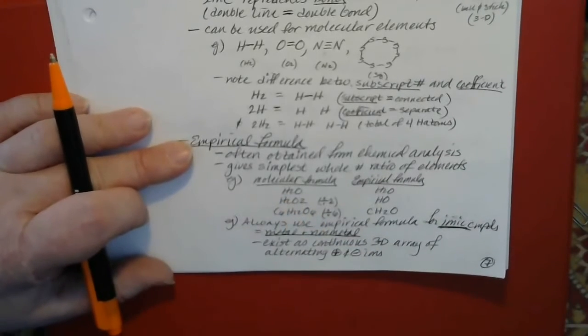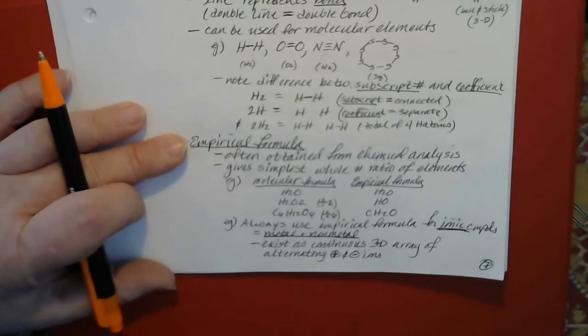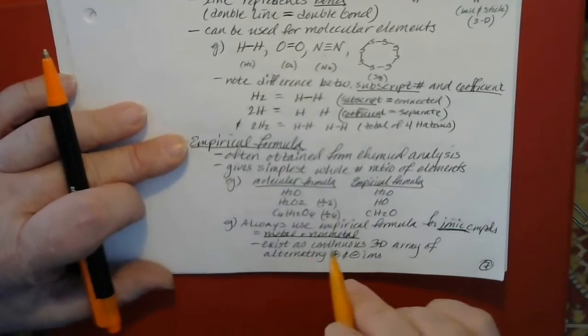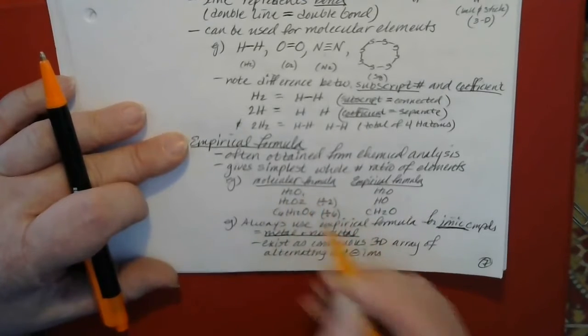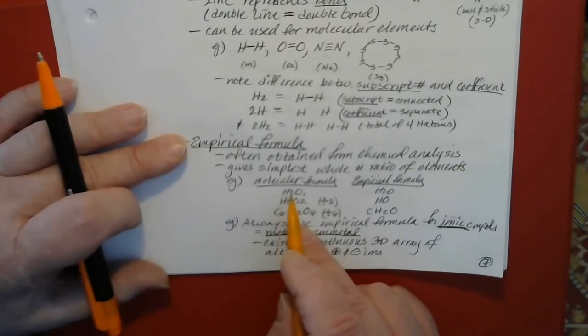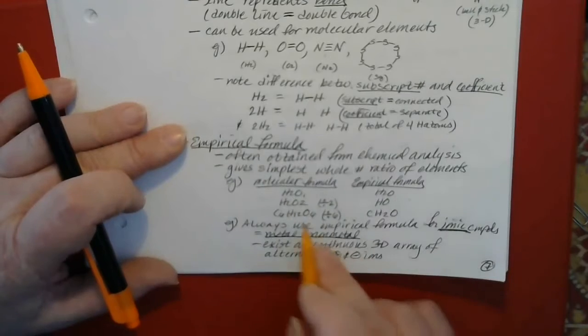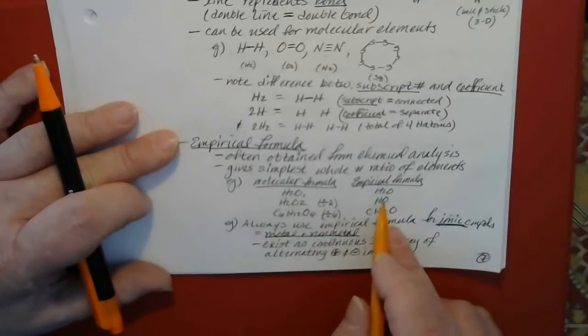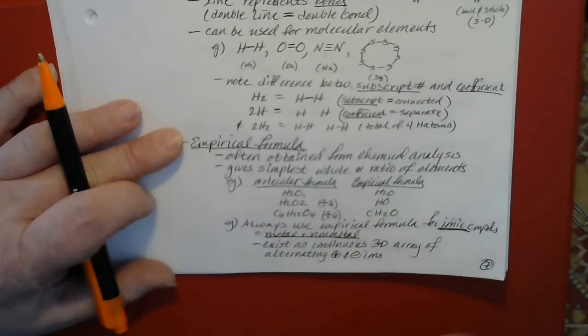Some compounds, in fact, a lot of compounds, end up having the same empirical formula as they have molecular formula. Like, for instance, H2O. When we write H2O, it's understood that the subscript for the oxygen is 1. So the subscripts are 2 and 1. There's no common factor there besides 1, and if you divide by 1, the numbers stay the same. So the empirical formula for H2O is H2O. That's the simplest ratio you can get.